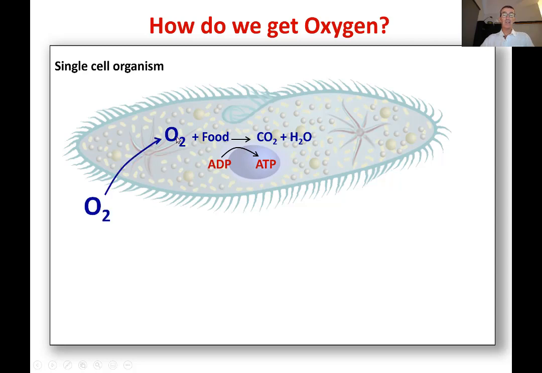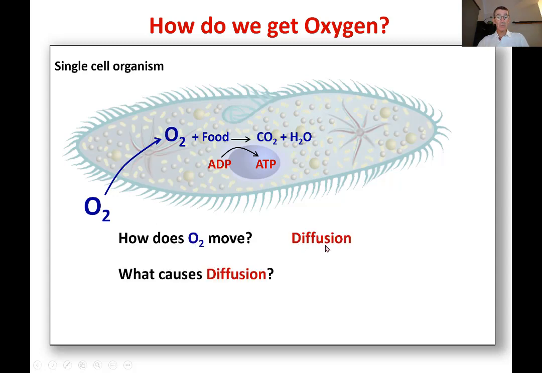How does that single cell organism get the oxygen? The oxygen is in the water around it, and it's simply diffusing in. So it's moving by diffusion. And what causes diffusion? Why does an oxygen molecule move from here to there? It has to move down a concentration or a pressure gradient. So that's basically what we're going to talk about a lot when we're looking at respiratory physiology: pressure gradients that allow oxygen to move from one place to another.